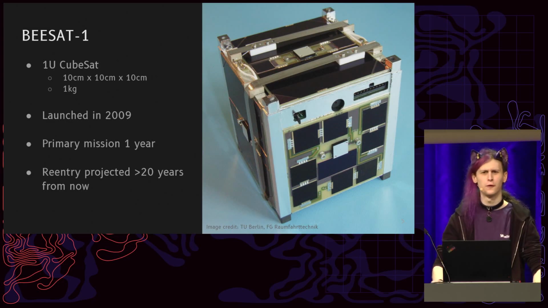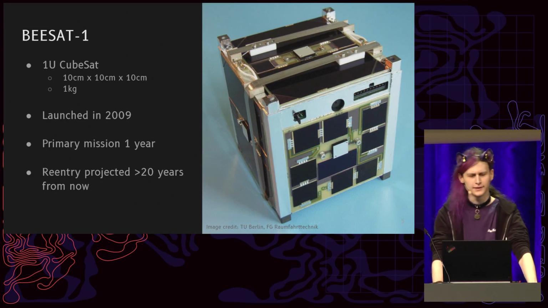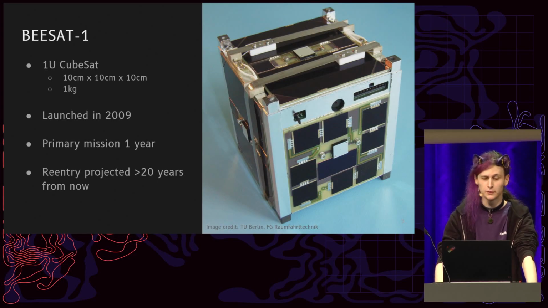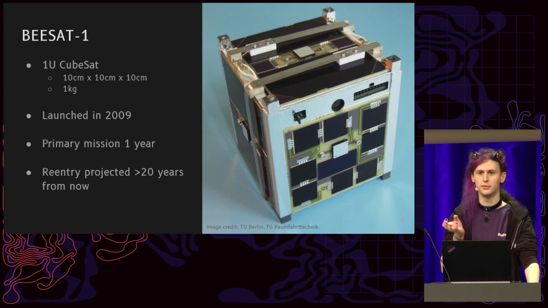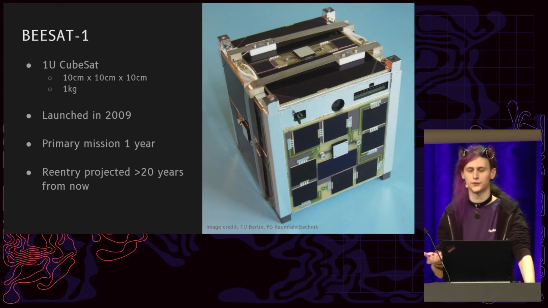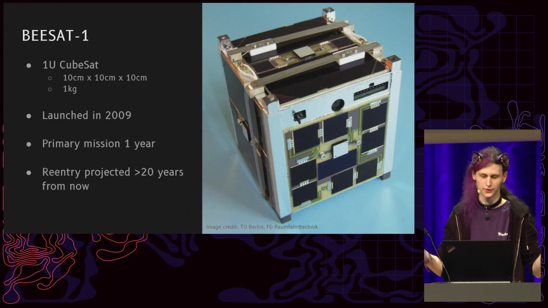And nowadays, there are about 4,000 of these things in space. It had a 1 year primary mission, and it successfully completed that. And the thing that makes it interesting is it's in such a high orbit that it's going to take more than 20 years for it to come back to Earth. So we have 20 years to use this thing.